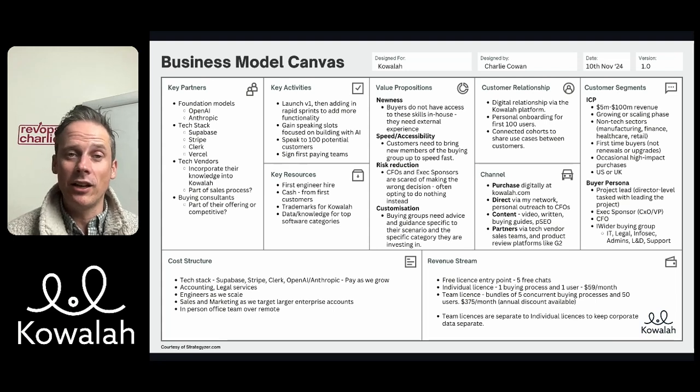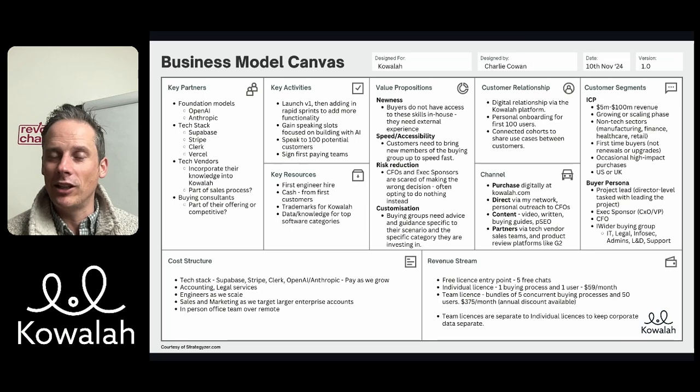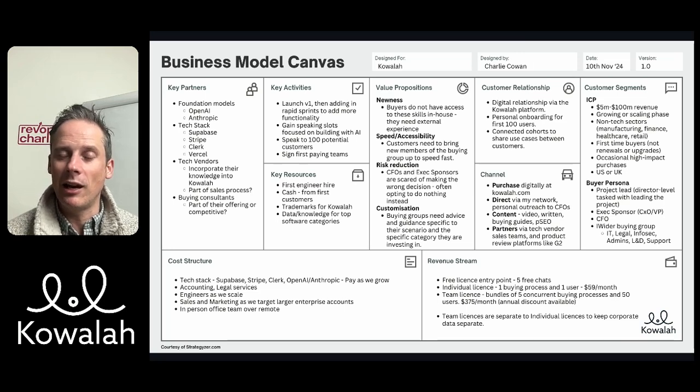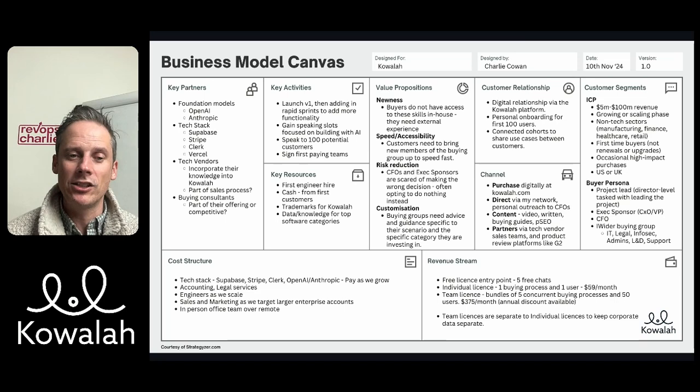I'm adding in engineers. Those will be the actual people that will build this as we scale the product. Sales and marketing as we target larger enterprise accounts and move from the PLG motion. And I'm a big believer in person. I just think that you can collaborate and iterate much faster in person.